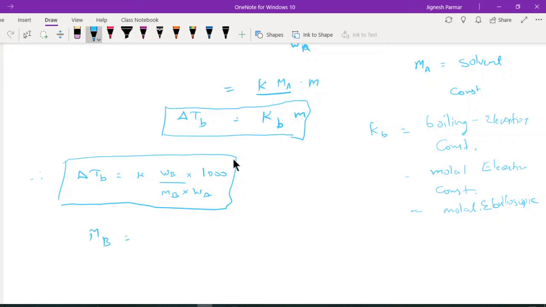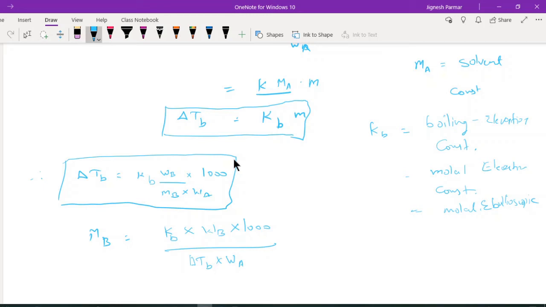So MB is equal to what? Then it is Kb. Now it's not K only, it's Kb, a constant called the ebullioscopic constant. It's always different for a different solvent at different temperature. Divided by delta Tb, and WA over here. So using this formula, you can easily find the answers to some examples, which is very easy for us to understand. Let us do one numerical given in our textbook, that is example number 2.7.